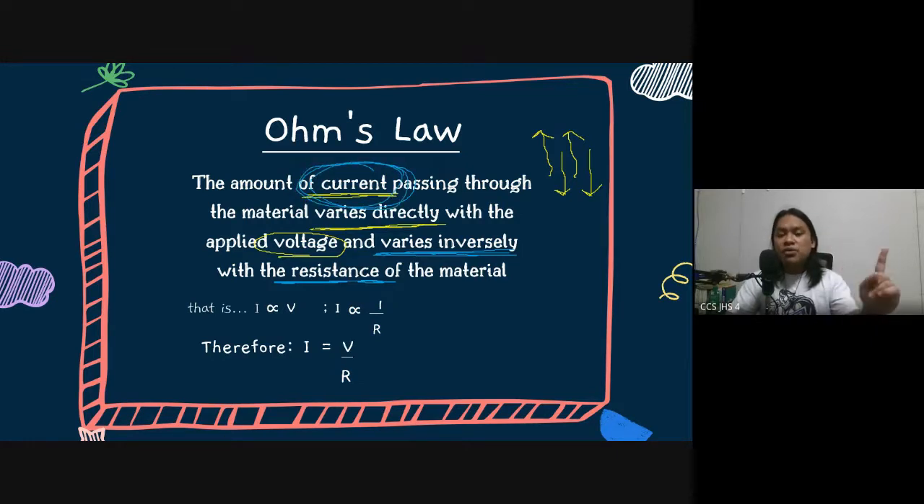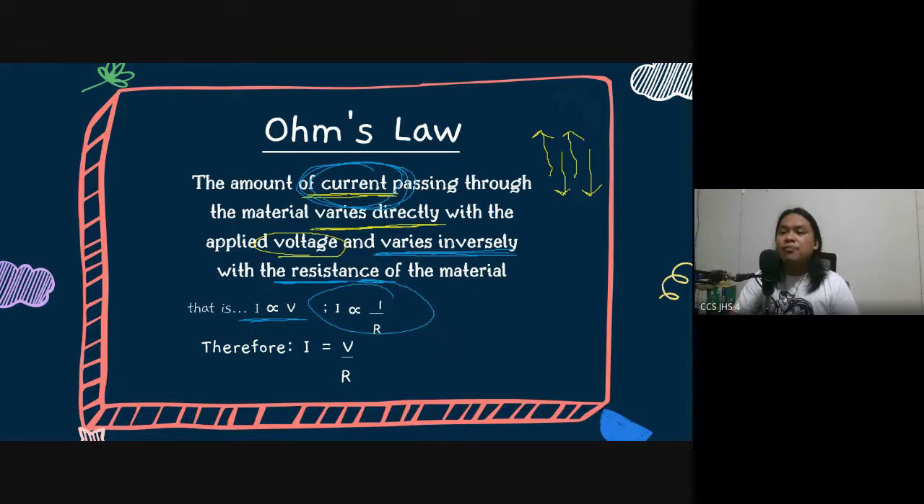the amount of resistance goes down. Okay? So that is what we mean by inversely proportional. When current goes up, resistance goes down, or if current goes down, resistance goes up, and vice versa. Okay? So from that, we have here current is directly proportional with voltage, and current is inversely proportional with resistance.